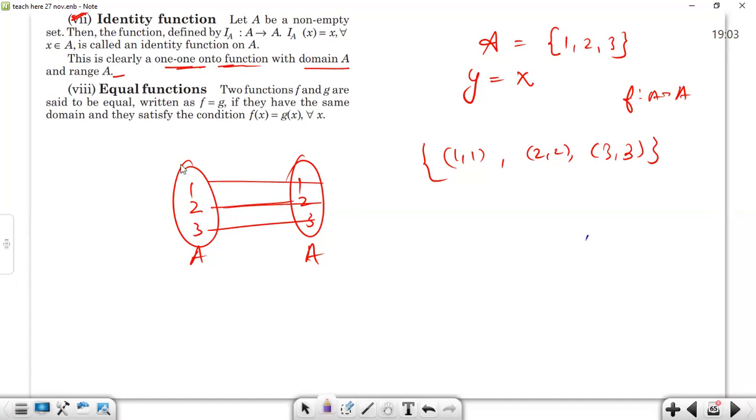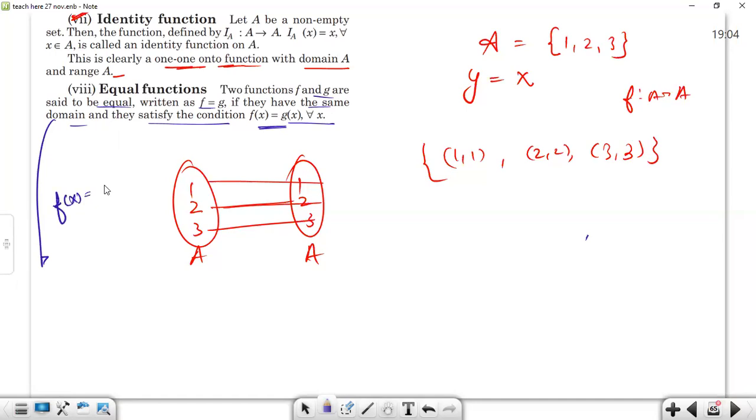Yes, sir. Yeah, equal functions. Two functions f and g are said to be equal, written as f equals g, if they have the same domain and they satisfy the same condition: f of x has to be equal to g of x for all x, and they have the same domain. So basically they are equal functions. They're the same. Any doubt?